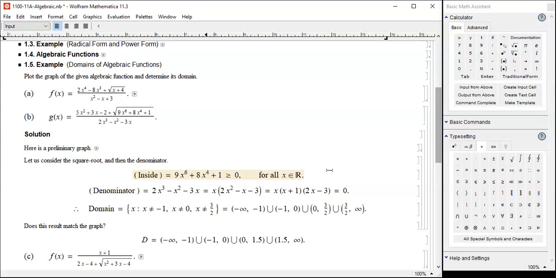The denominator, on the other hand, you have to be a little bit careful here because the denominator should be valid, which means that it should not be equal to 0. So set the denominator equal to 0, solve it by factoring. What do you get? You get x equal to 0, -1, or 3/2. Do you see that? So expunge those 3 numbers out: x equal to -1, x equal to 0, x equal to 3/2.